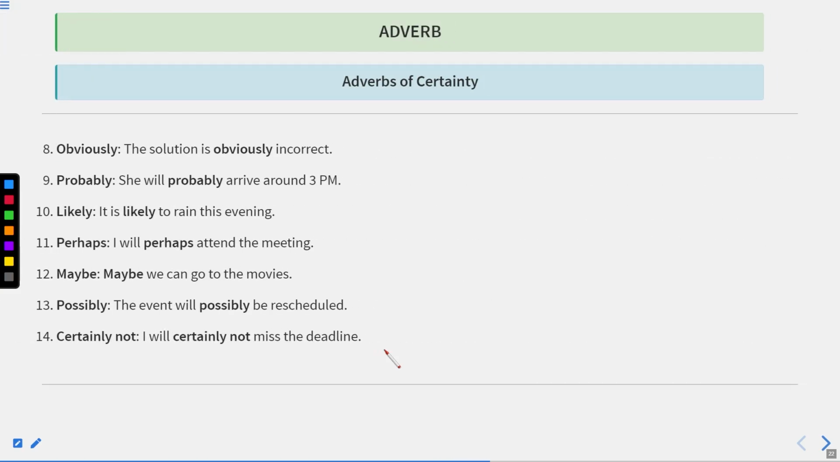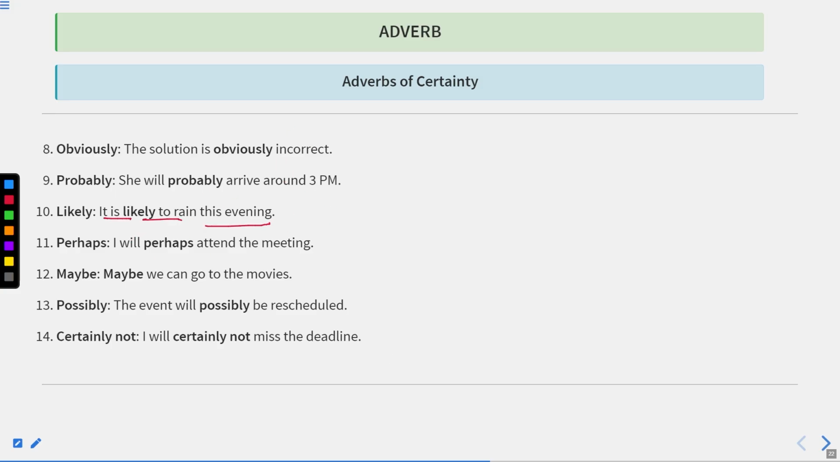Obviously, the solution is obviously incorrect. Probably, she will probably arrive around 3 p.m. Probably means almost. Okay, or when you are just giving the tentative time, the tentative proper time. It means whatever time you are giving, that will be the middle point, or the exact time will be near it. Okay.